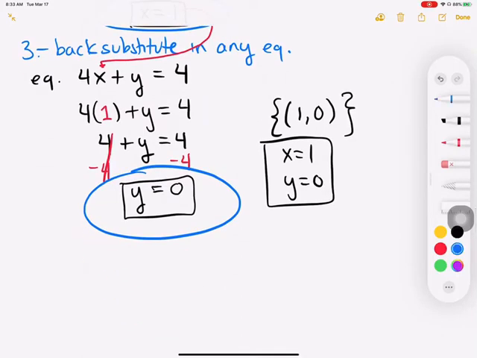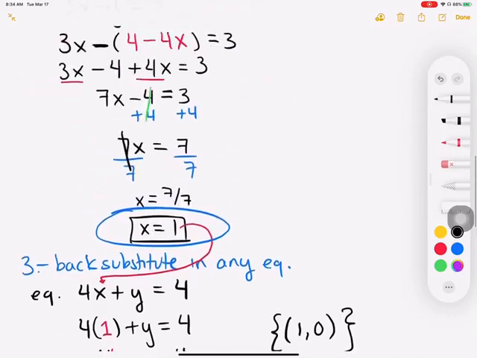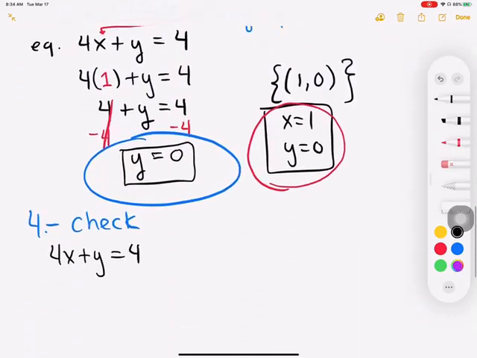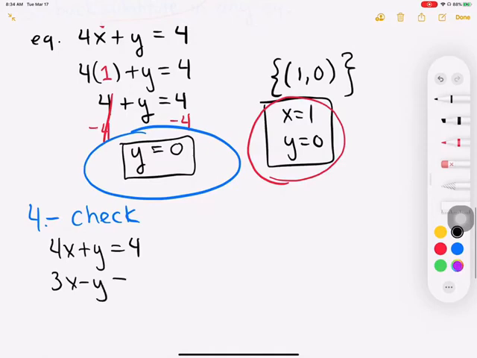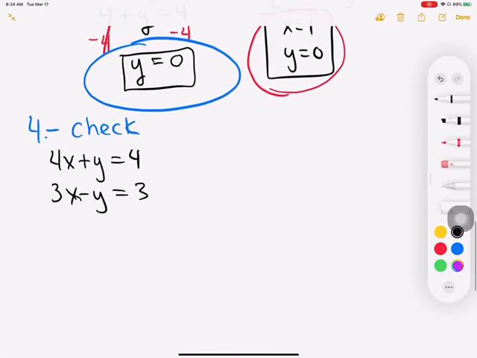Now, there's a fourth step that we should always do, which is the check. We have to substitute these two values that we just found into both equations that belong to the system. If these values satisfy both equations, then these are the correct results for the system of equations. My original equations are x plus y equals 4, and I'm going to scroll up, 3x minus y equals 3. I have to substitute these values into those two equations to make sure that they are correct.